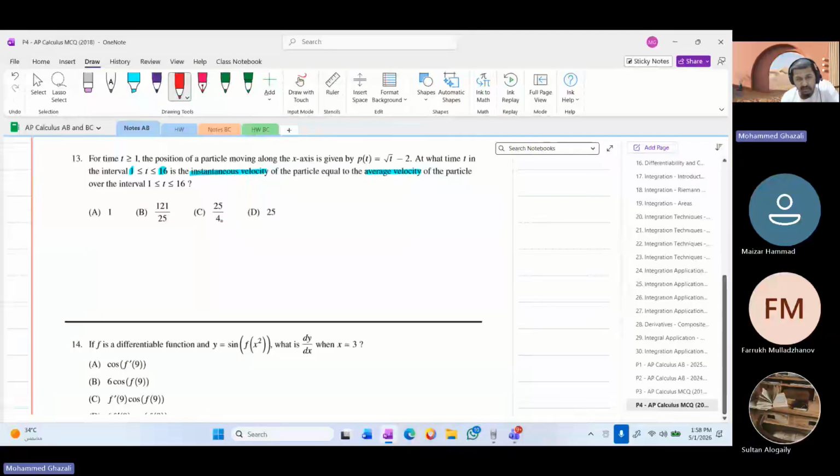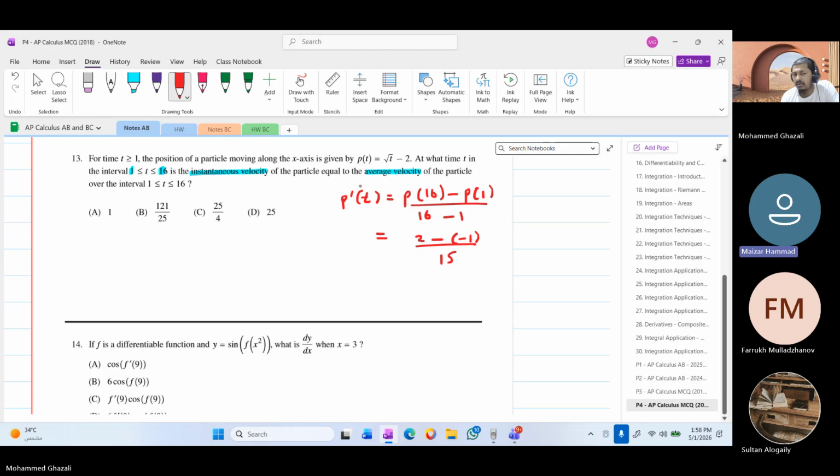So you need to set up an equation. p prime t is equal to p of 16 minus p of 1, divided by 16 minus 1. What is p of 16? Substitute here. 2. And p of 1 is -1. Be careful, don't skip steps. So it becomes 3 over 15, since 16 minus 1 is 15.